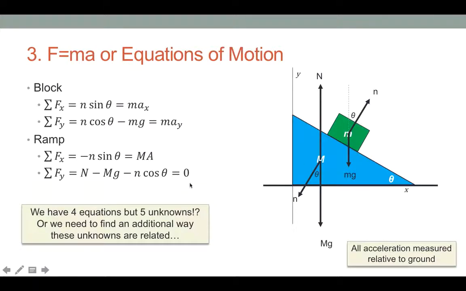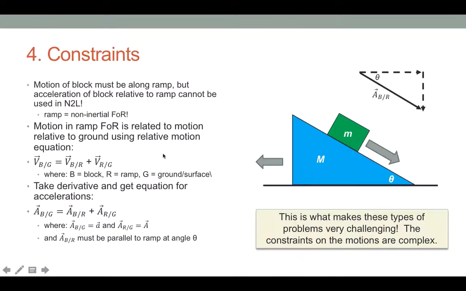Now notice, what we have here are 4 equations, but we have 5 unknowns. We have the 2 normal forces, we have the x and y components of the block's acceleration and the ramp's acceleration. That means we have an underdetermined system. We need one more way in which all of these unknowns are related.